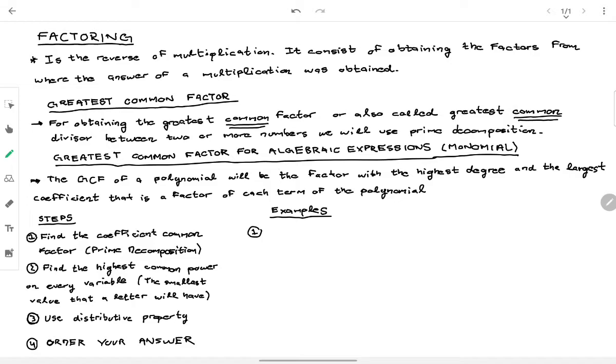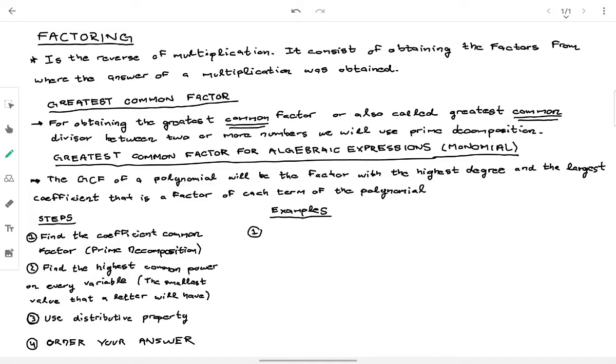So after obtaining the greatest common factor of two or more numbers, we are going to see how to obtain the greatest common factor of an algebraic expression. In this case, we will start with monomial greatest common factor. So the greatest common factor of a polynomial will be the factor with the highest degree and the largest coefficient that is a factor of each term of the polynomial. Maybe when we see an example or an exercise, it will be kind of easier to understand this part.